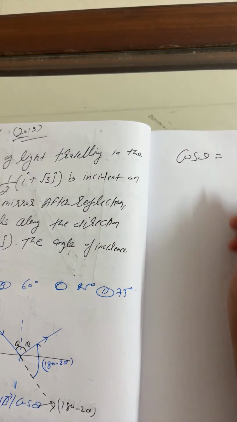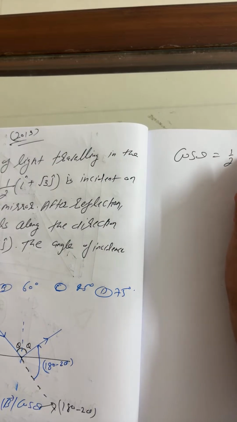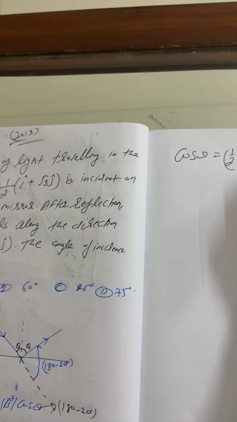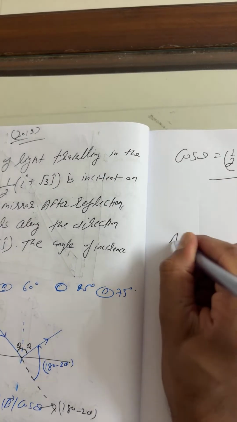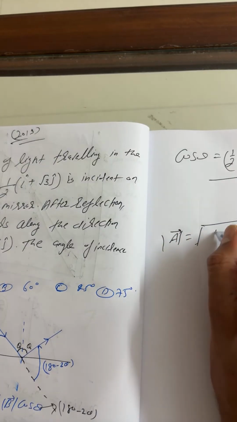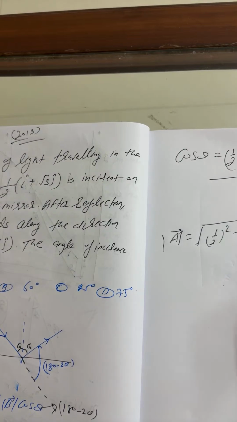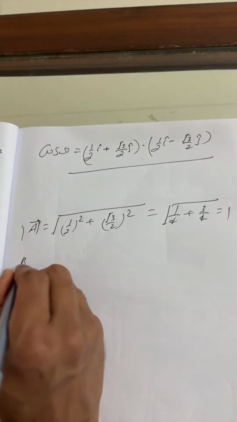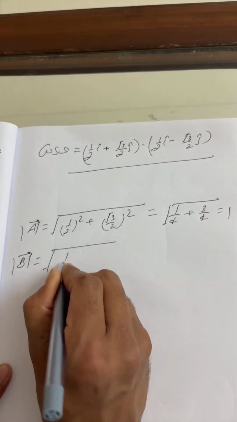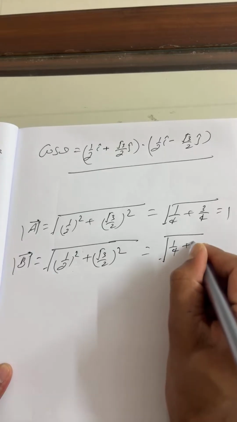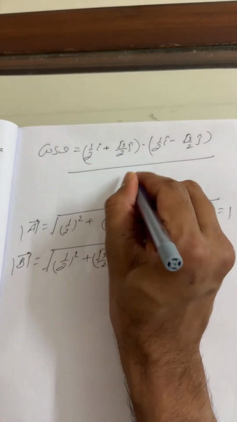So cos theta: vector A is 1 by 2 i cap plus root 3 by 2 j cap, dot vector B, 1 by 2 i cap minus root 3 by 2 j cap, upon mod of A into mod of B. Magnitude of A is the square root of coefficient of x whole square plus coefficient of y whole square, which is 1 by 4 plus 3 by 4, nothing but 1. Similarly, magnitude of B is 1 by 2 whole square plus root 3 by 2 whole square, 1 by 4 plus 3 by 4, which remains 1.